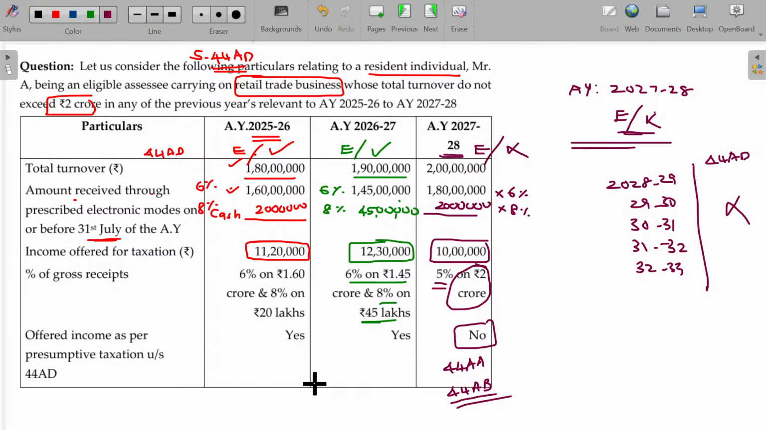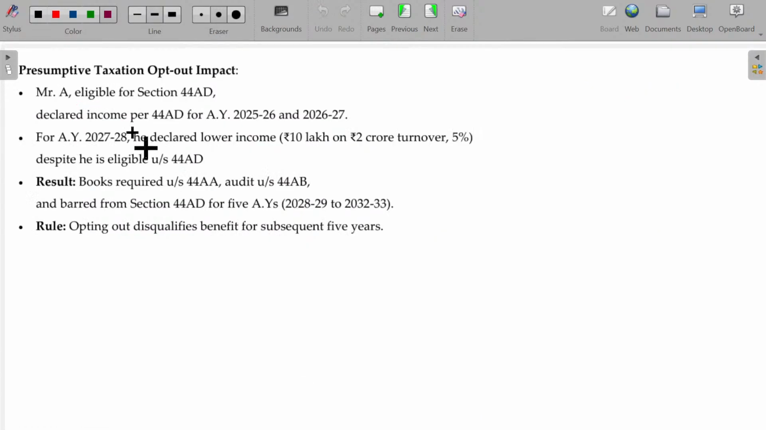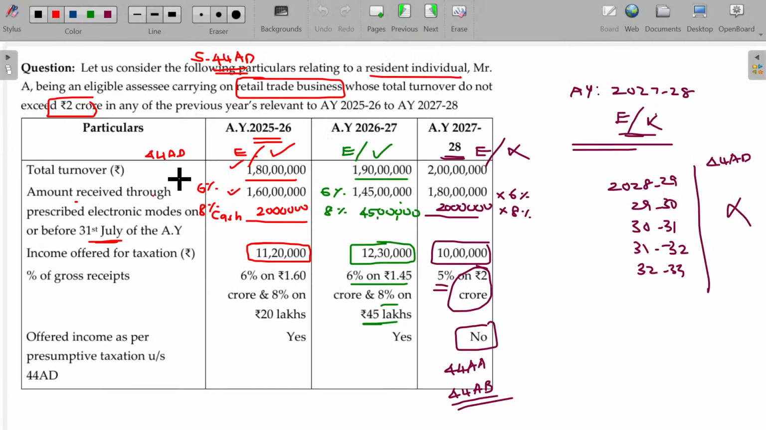Clear? For how many years? 5 years. Thereafter, of course, he can enjoy. Again, thereafter also, if his gross income is less than 2 crores, of course, he can choose 44AD. Up to 5 years, he is barred. Okay. Opting out disqualifies the benefit for the subsequent 5 years. This many years, he is not eligible for this. Clear? Hope now you will be able to understand this provision.